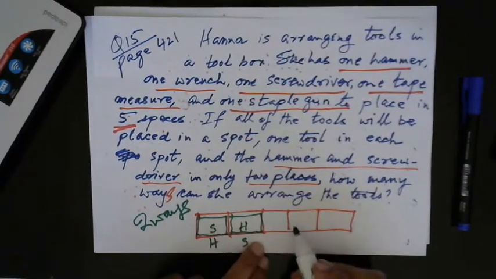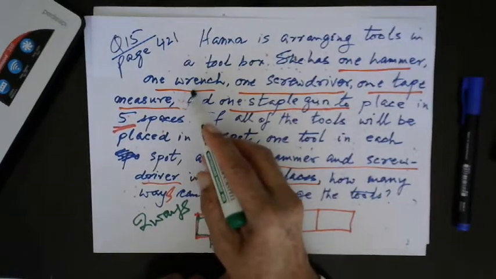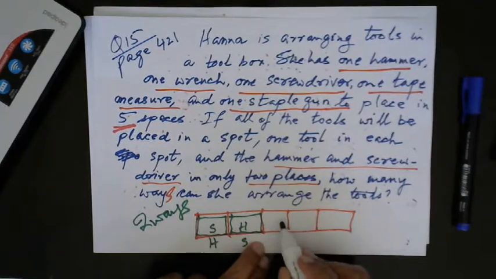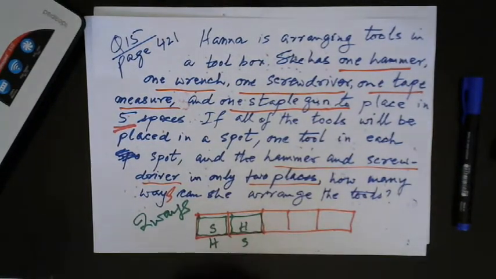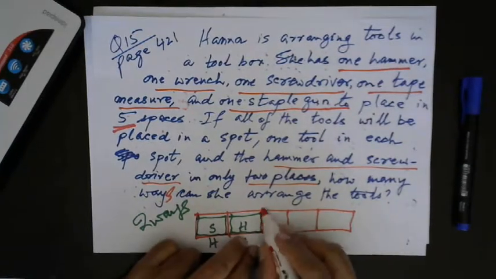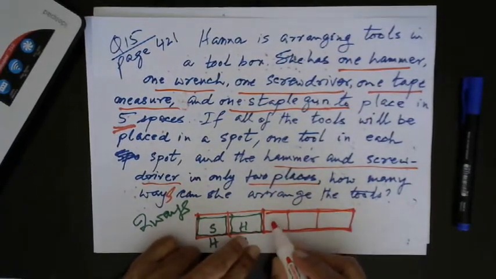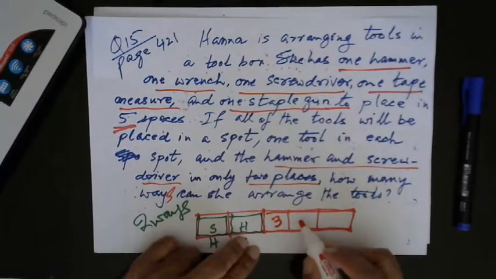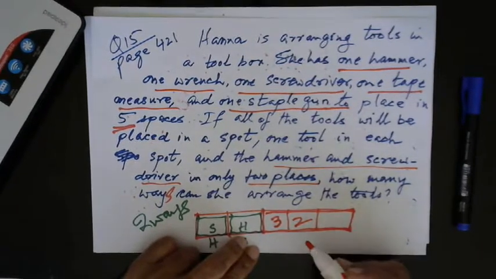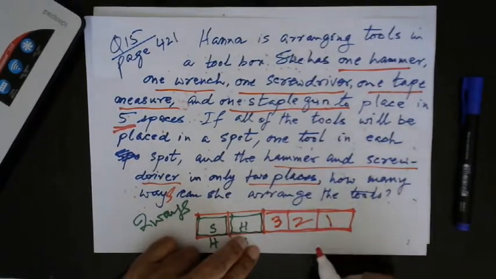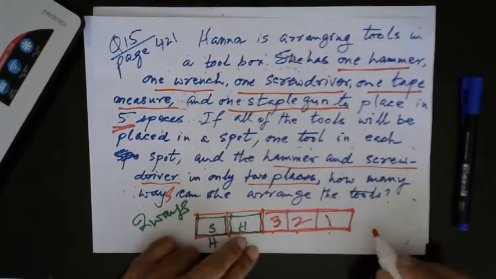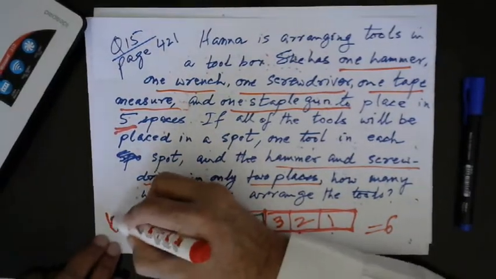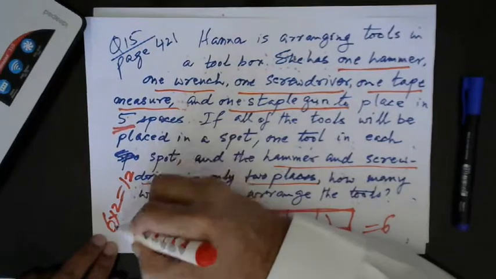Similarly, you have got 3 tools left, namely wrench, tape measure, and staple gun. So you can arrange these 3 in the 3 places in 6 ways. See this. Any one of them can come here. So 3 ways. We are left with 2. Any one of them can come here. So there are 2 ways. We are left with 1. So there is only 1 space. So that will be 3 times 2 times 1, which is equal to 6. And this is equal to 2. So 6 times 2 is equal to 12.